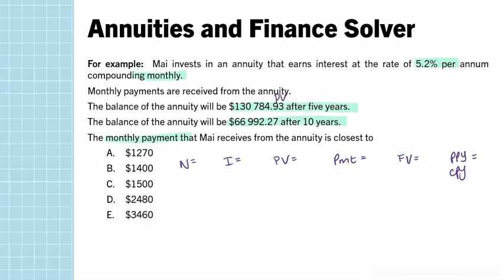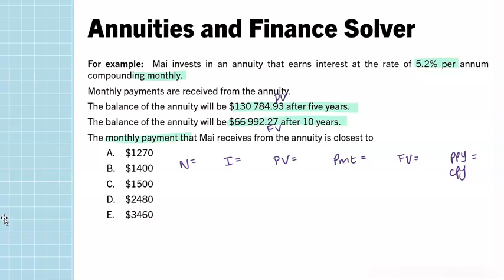After 10 years, so 5 years later, we will have our future value of $66,992.27. And in between that time, we have had 5 years pass, and we are making monthly payments. So let's put all of that together into what we can put in our finance solver.